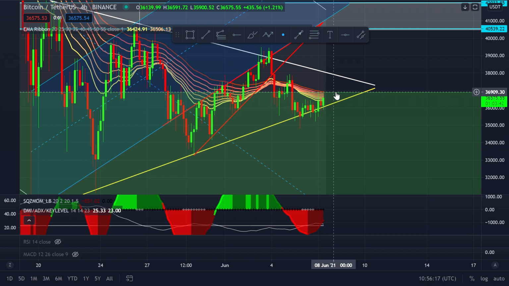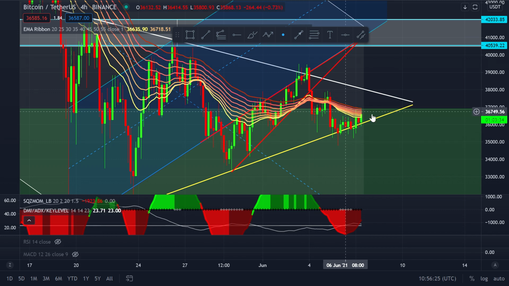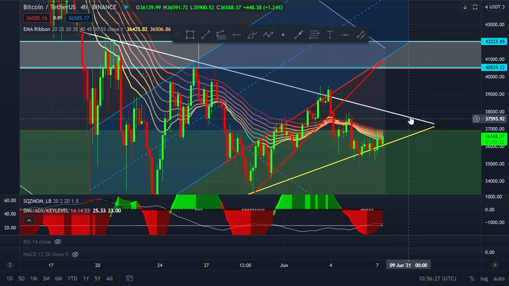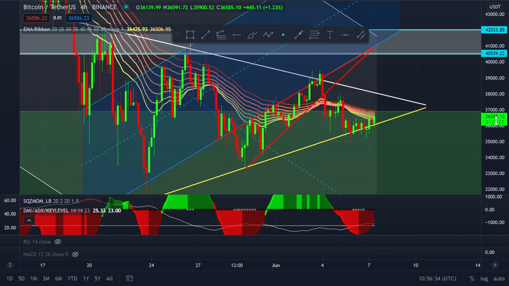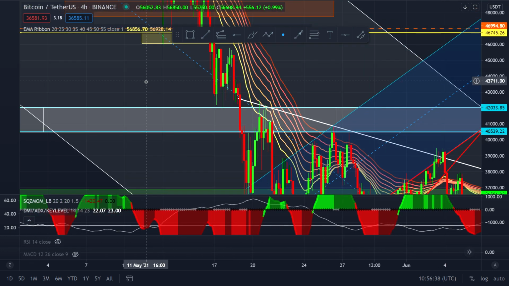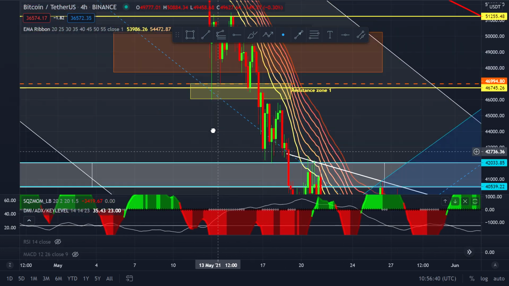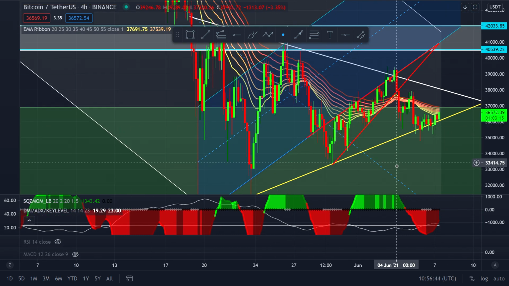A rejection there might happen, which is also coming in confluence with the 4-hour EMA ribbon, which has been pushing us down for so long right now. I've been telling this to many people: till I see BTC right above this 4-hour EMA ribbon, I'm still bearish on BTC in the short term and in the midterm, because this 4-hour EMA ribbon has been acting as resistance since our breakdown, as you can see, 3 weeks ago. So it's not looking good.